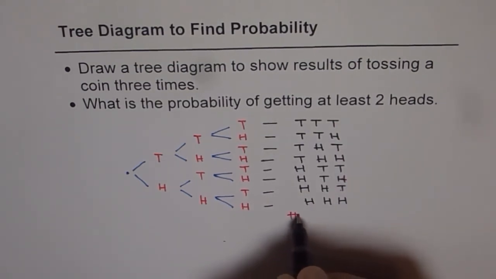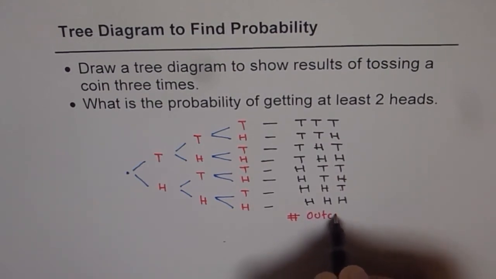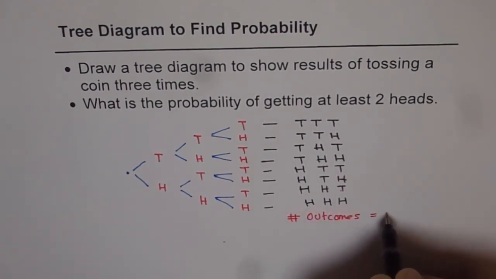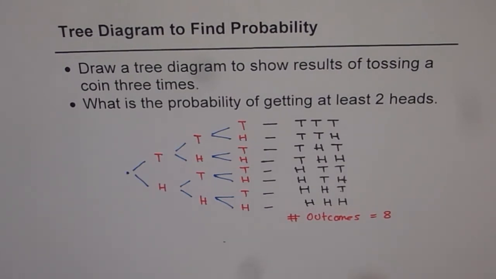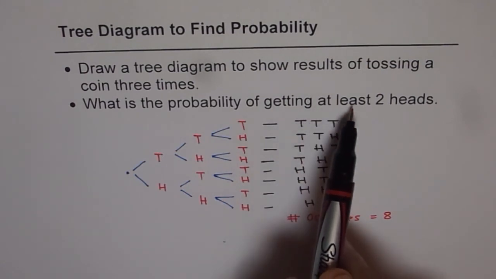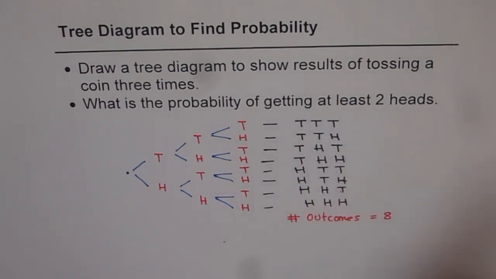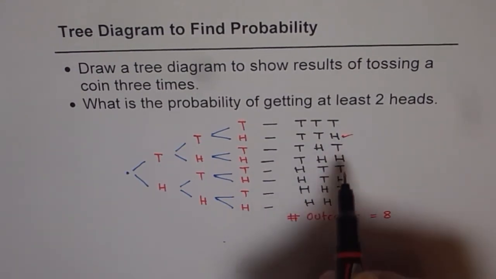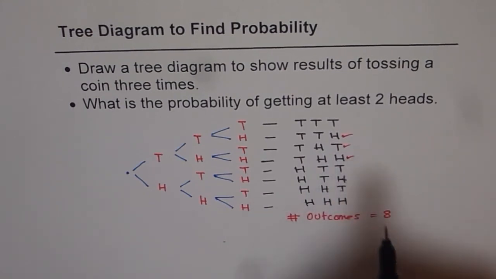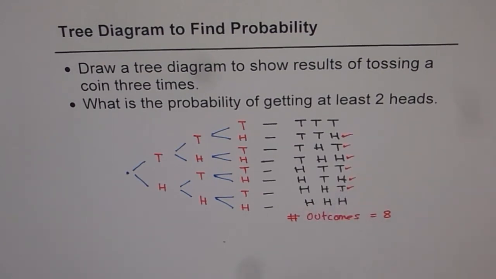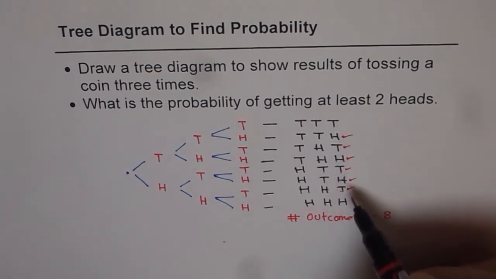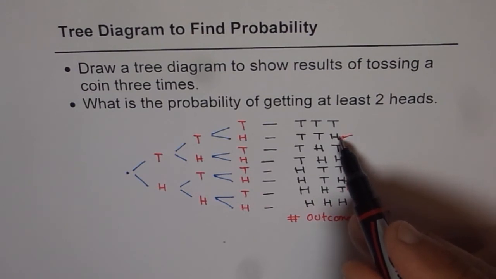So the number of outcomes equals 8. And how about the favorable outcomes? We need the probability of getting at least 2 heads. That means even if there is 1 head, it will work for us. Correct? 1 head, it will work. 2 heads, it will work. 2 heads, fine. So all these work for us. They have at least two heads.